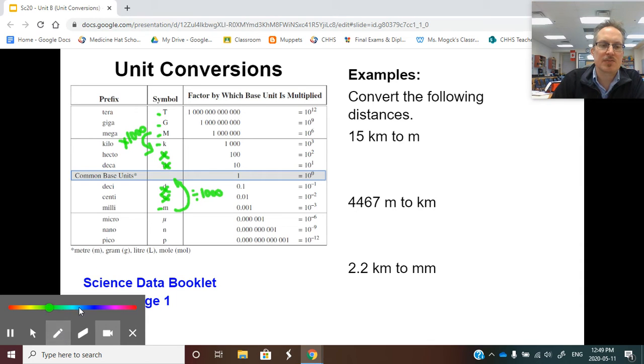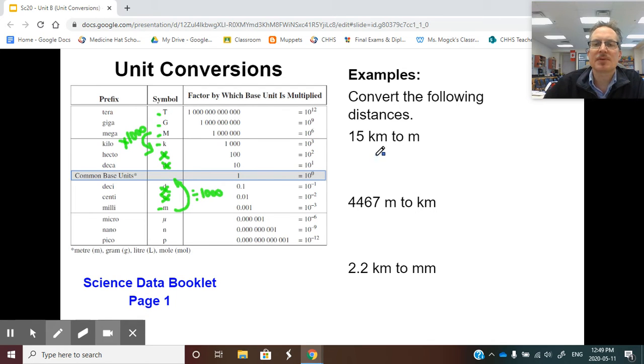So I'm going to choose a new pen color here. I like blue. So 15 kilometers. If I want to change 15 kilometers to meters, I am going to go from kilometers to my base unit, meters. I'm going to go down. Now, we know that there are 1,000 meters in a kilometer. I always put the unit I want to get my answer in when I'm done on the top. So I'm going to go times 1,000 meters.